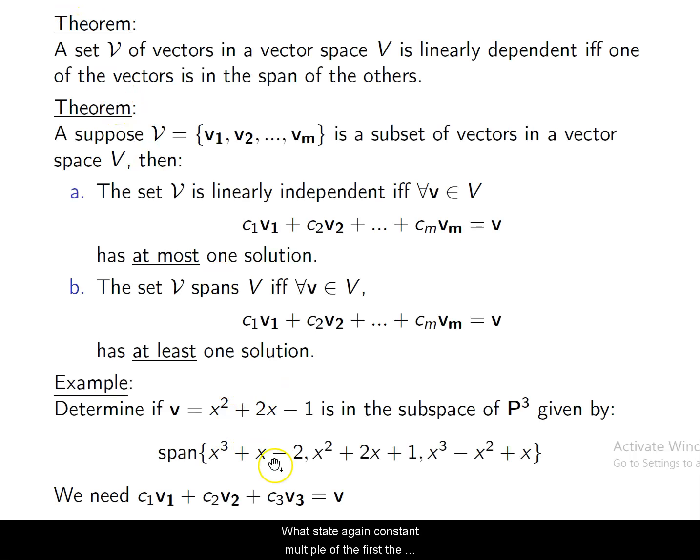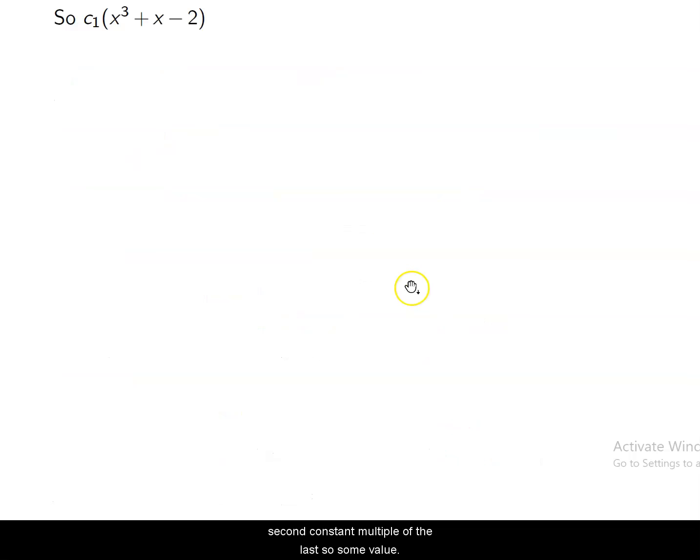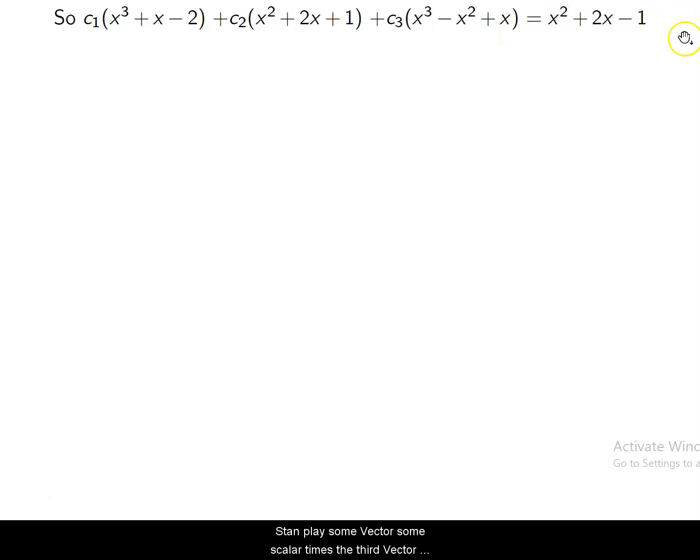Let's take, again, a constant multiple of the first, a constant multiple of the second, and a constant multiple of the last. So some scalar times my first vector in the span, plus some scalar times the second vector in my span, plus some scalar times the third vector in my span, and that needs to equal the vector I'm interested in. So C1 times V1 plus C2 times V2 plus C3 times V3 equals V. So what does this give?